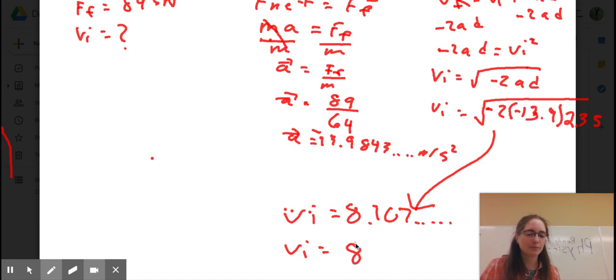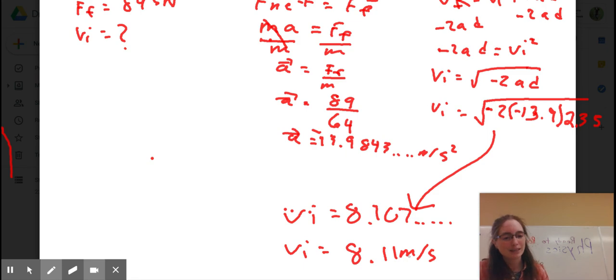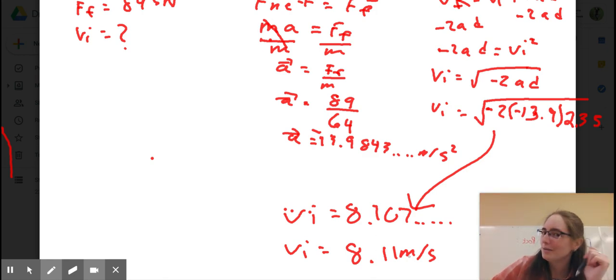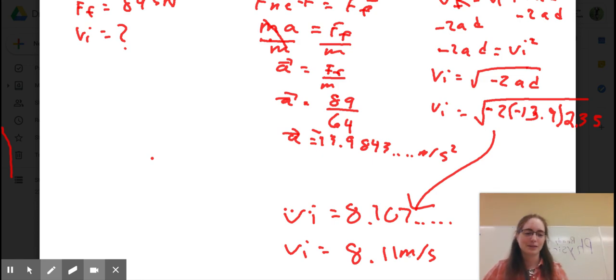So I need to look at my sig digs. I go all the way back to the beginning of the question, and I have 3 sig digs. So I'm going to go 8.11. It's velocity, so it's meters per second. Now, the question says her initial speed, not velocity. Because it says speed, do I want direction? No, it is scalar. Scalar entities do not get direction. So that is my final answer.